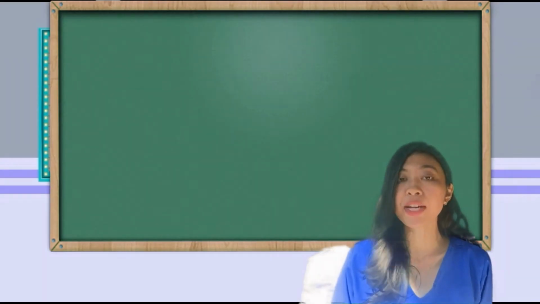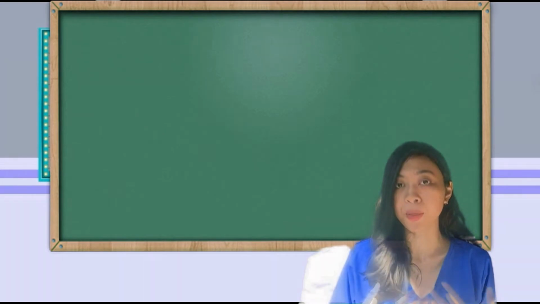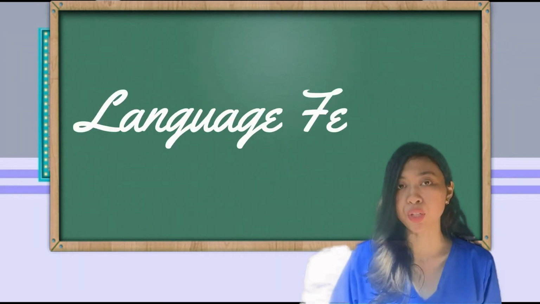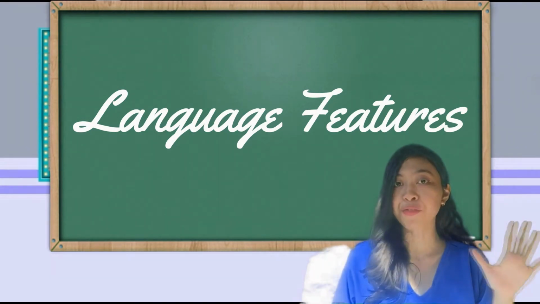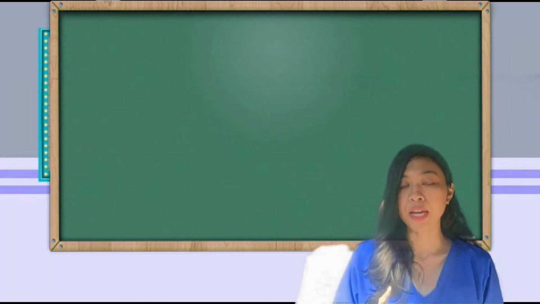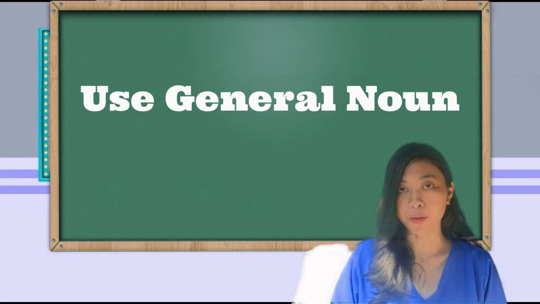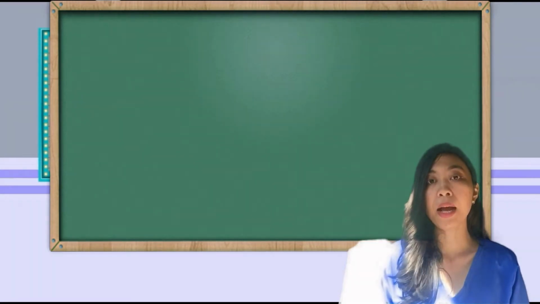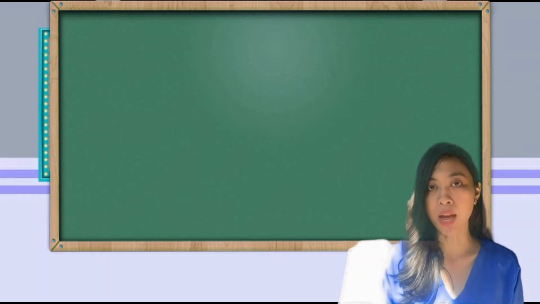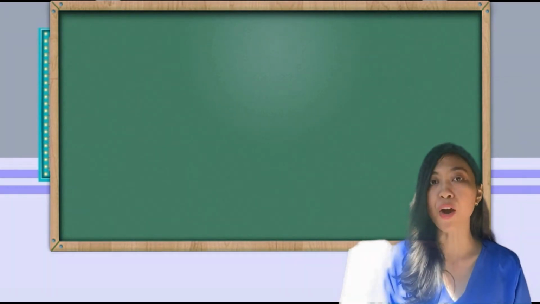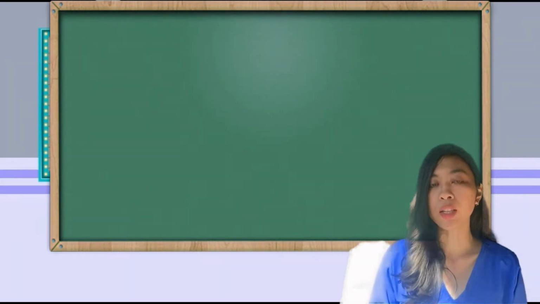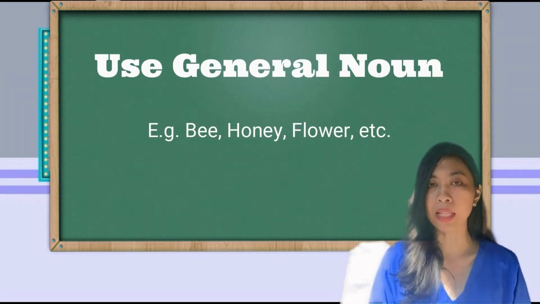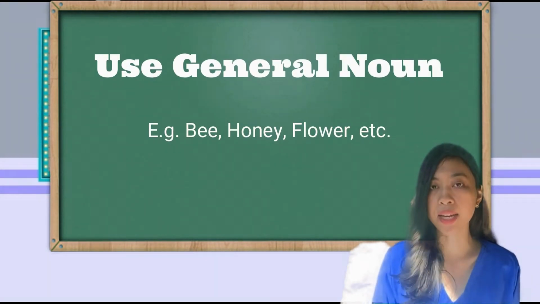Okay mates, the other aspect that we need to learn about the explanation text is language feature. So, in the explanation text there are 5 language features. First is use general noun. Example, my subject of explanation text is the process of bees can produce honey. So I use general noun, for example, like bees, honey, flower, and etc.